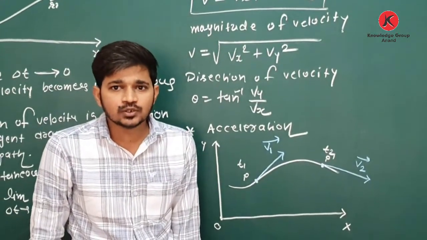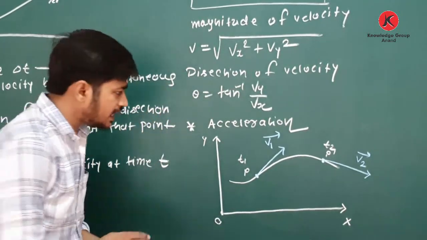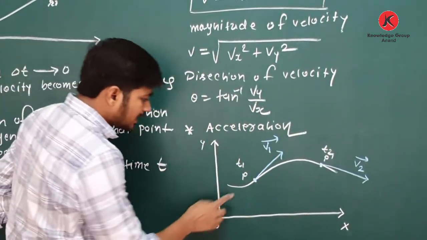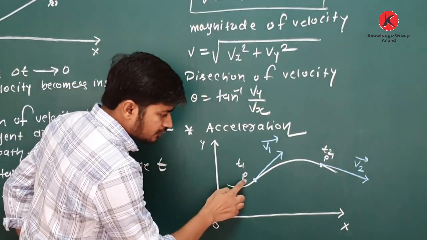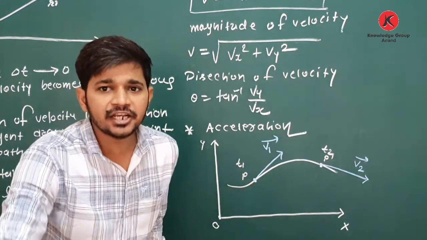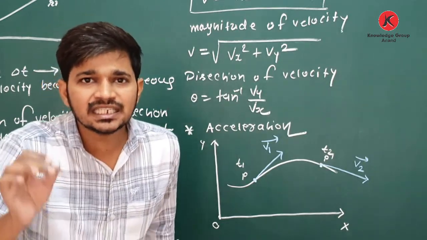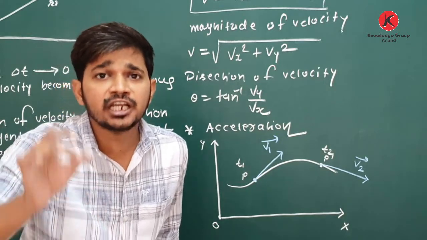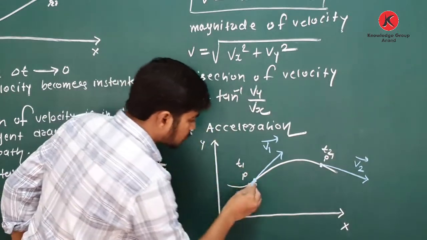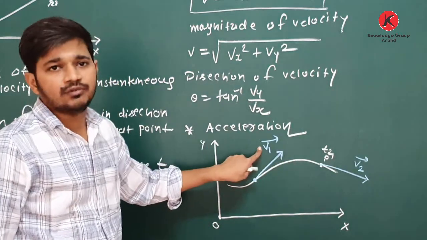Again, see, it is x coordinate, it is y coordinate. It is the path of the object, the path of the particle. Now at time t1, the particle is here at point P. So at any point, how to indicate its direction? We know that at any point, the direction of velocity is in the direction of the tangent drawn at that point. So if I draw a tangent at this point like this, it is the direction of velocity, that is v1.